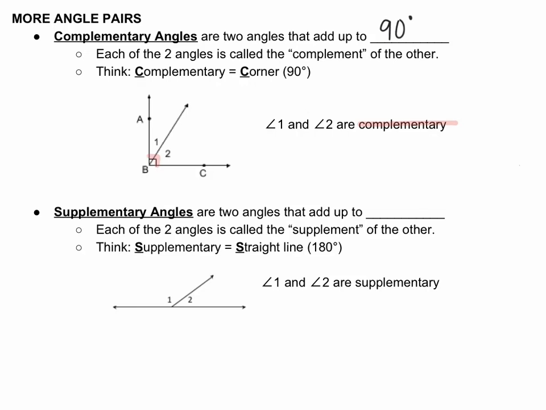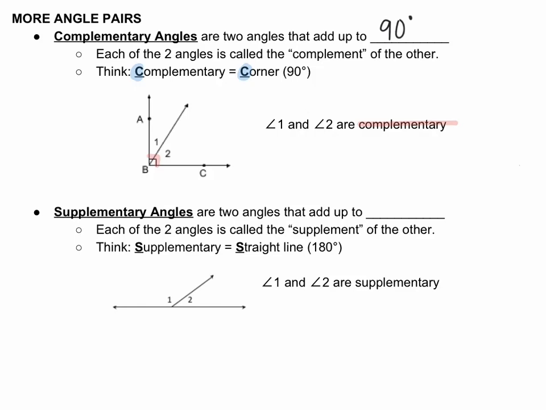One way to help remember this is you can think complementary equals a corner. Both start with C, and a corner, which is 90 degrees, that reminds us that those are complementary. Complementary, 90 degrees, a corner.